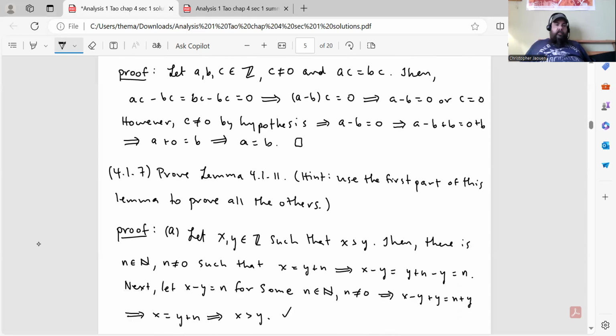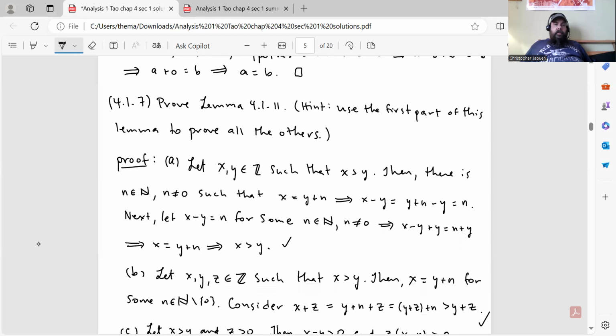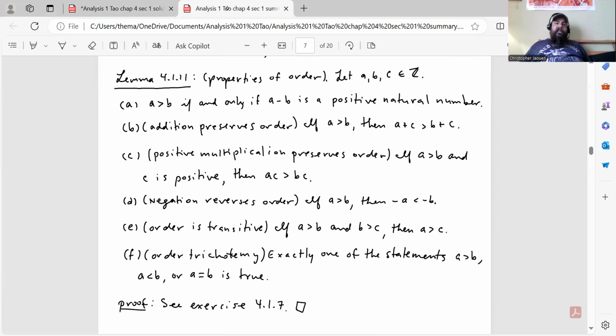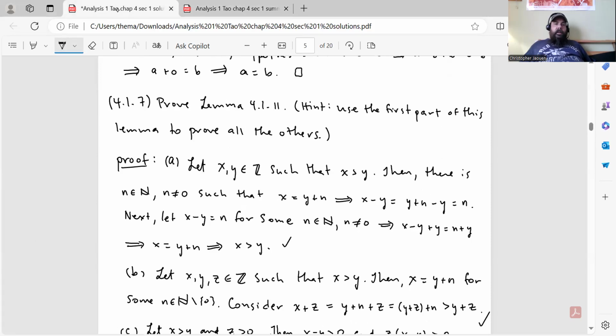All right, 4.1.7 wants us to prove lemma 4.1.11. I'll show you what that lemma is. That's the order properties for the integers, and there's a bunch of them. So we'll start with part A, which is we want to show that a greater than b if and only if a minus b is a positive natural number. Right, this is if and only if, so we have to do both directions. So let's start with the forward direction.